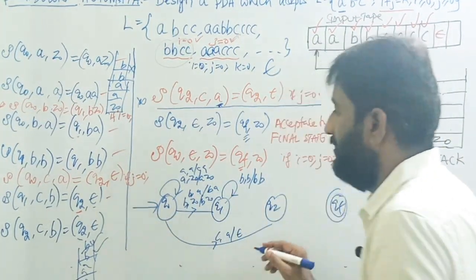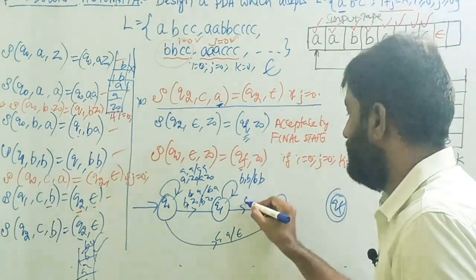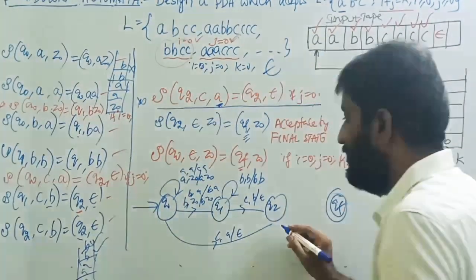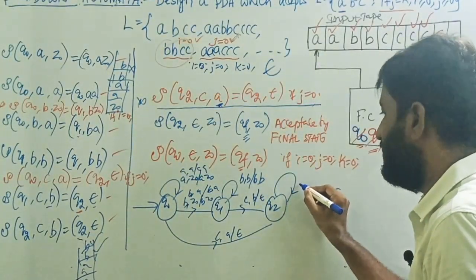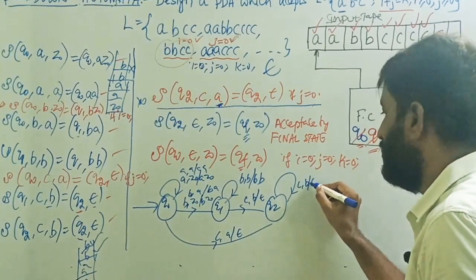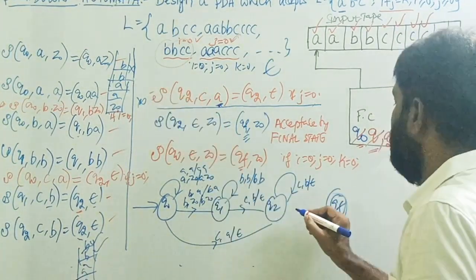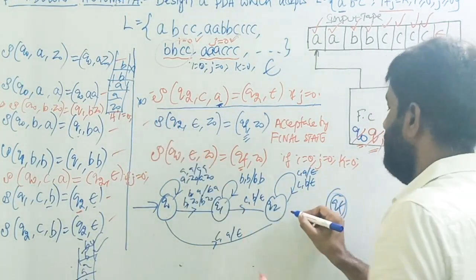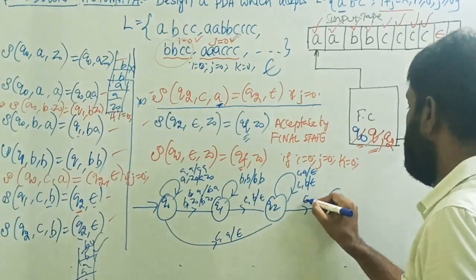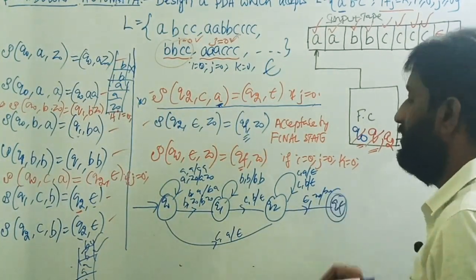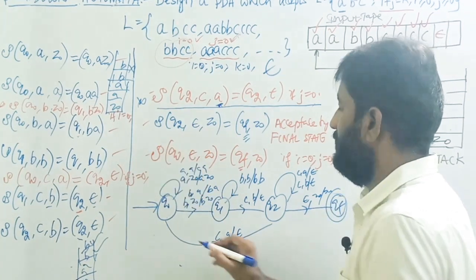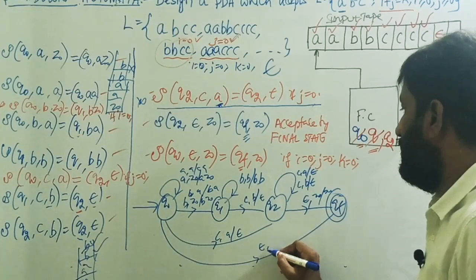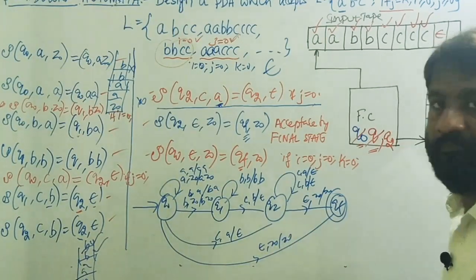Then next one, Q1 with C comma B it is epsilon. Then next one, self state C comma B it is epsilon. Then next one, with C comma A it is epsilon. Then next one, Q2 with epsilon comma Z0 it is Z0. Then last one, from Q0 to this one, it is epsilon comma Z0 it is Z0.